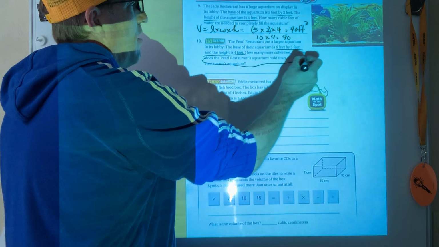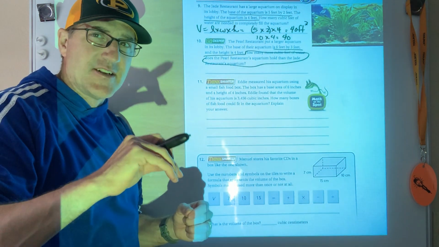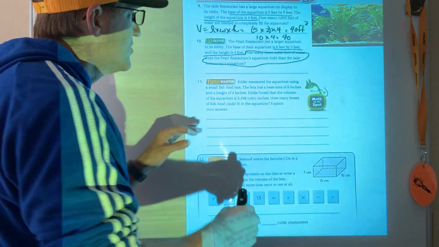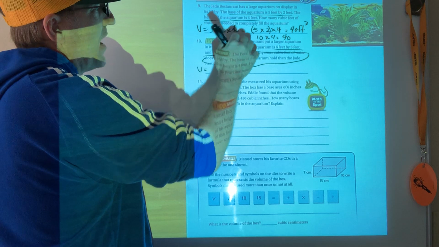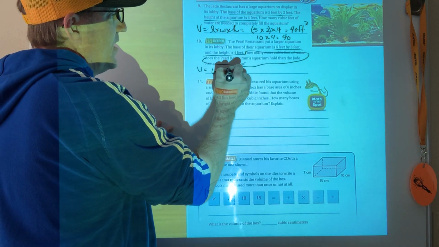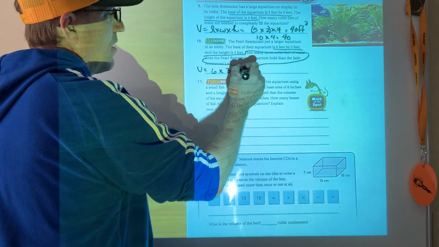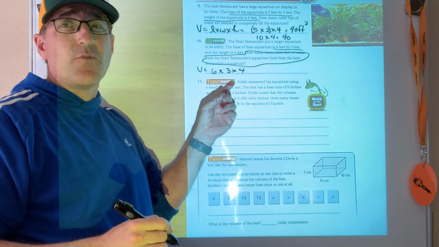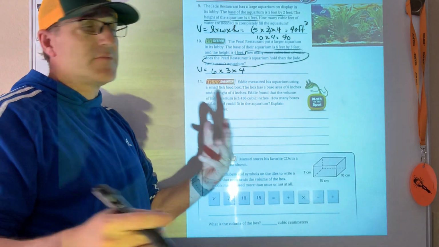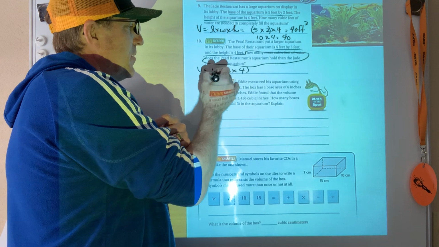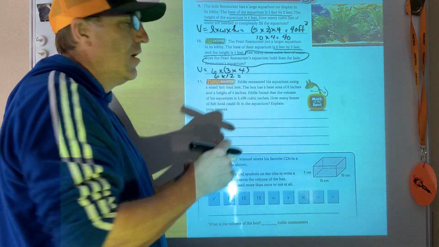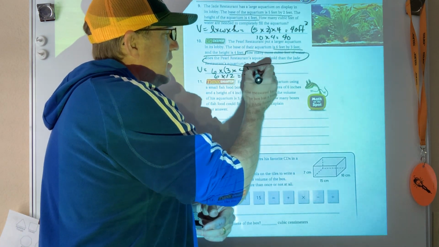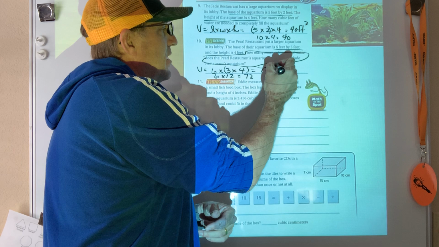Remember, a small change in linear measurement makes a big change in volume, especially when you change more than one side. So volume again equals length times width times height, so 6 times 3 times 4. Here I want to multiply my small numbers first, because 3 times 4 gives me 12, and I know my 12s. So 6 times 12 is 72. So this equals 72 feet cubed.